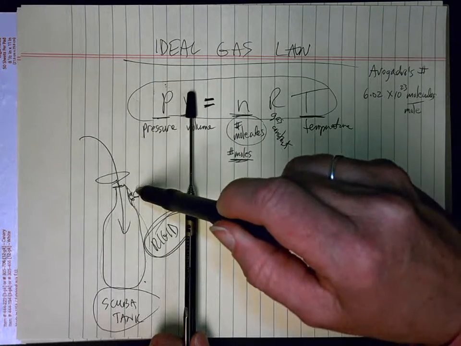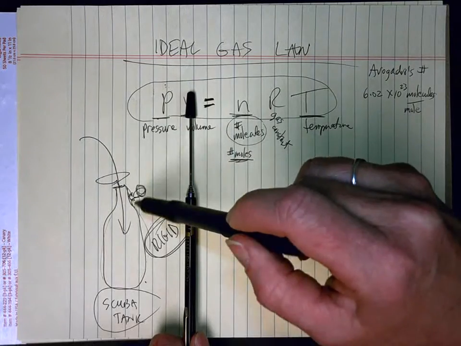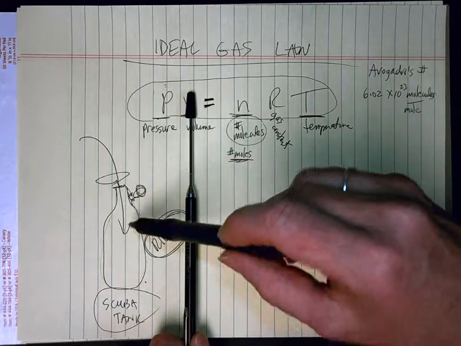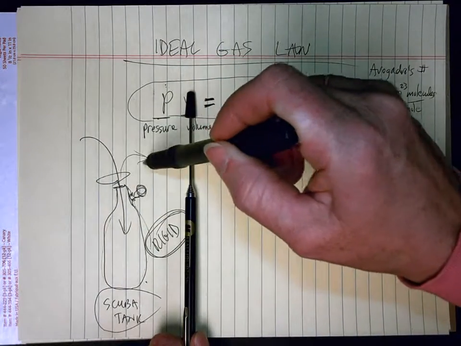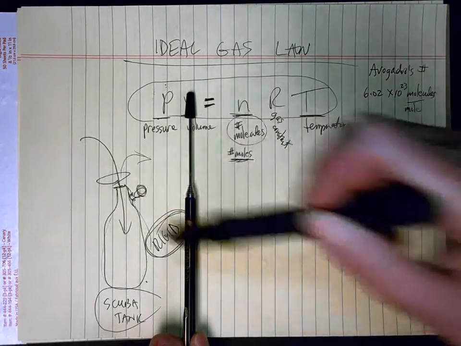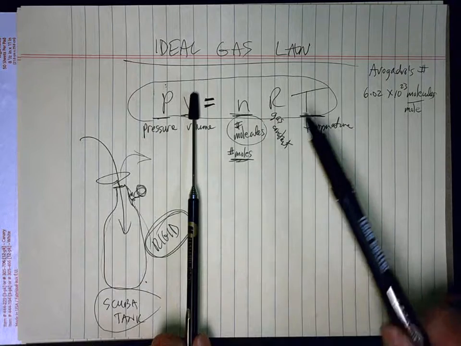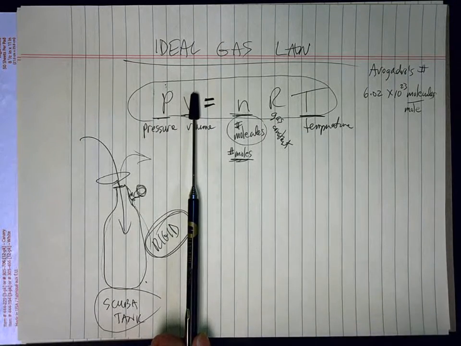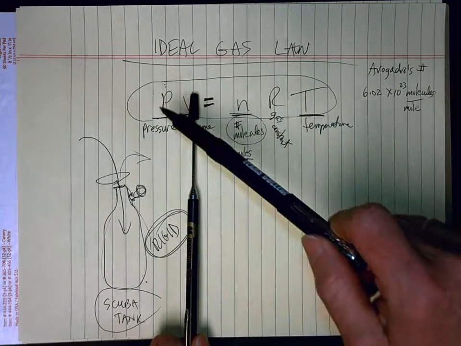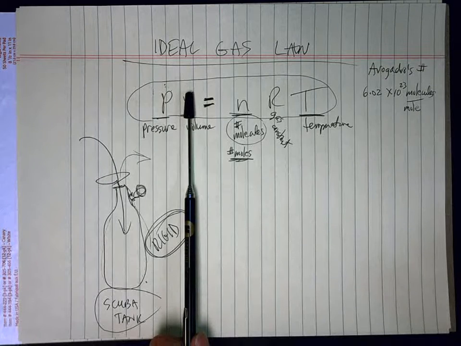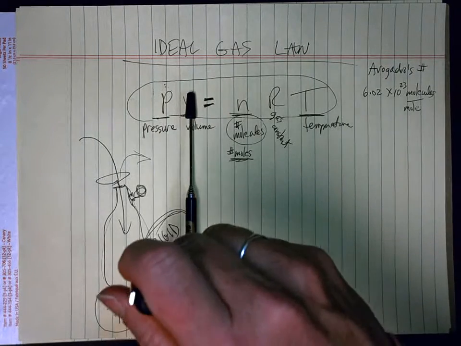And that's what your gauge on your scuba tank will show you too. Then you go scuba diving, you breathe air out, you take molecules out, your pressure drops in your tank. Also, if you take a scuba tank with air in it and you heat it up, increase the temperature, that's also going to increase the pressure. Now that's what happens in a rigid container.